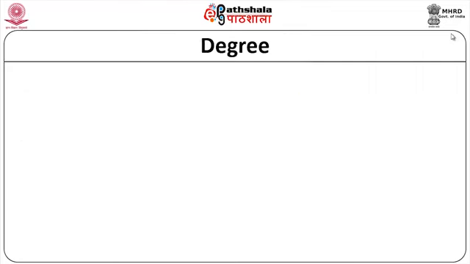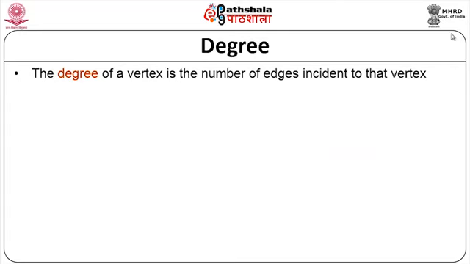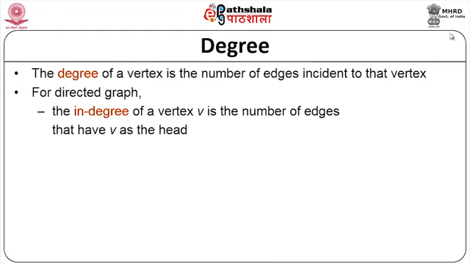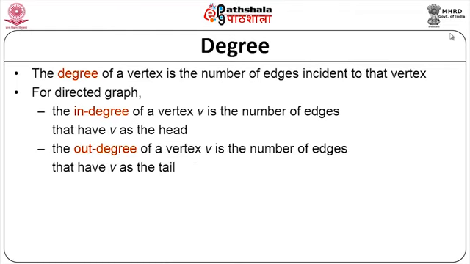Okay. So, let us now look at the term degree. The degree of a vertex is the number of edges incident on that vertex. For a directed graph you have two terms, in an undirected graph you have only degree, in a directed graph you have in degree and out degree. In degree of a vertex V is the number of edges that has V as its head, and out degree of a vertex V is the number of edges that has V as its tail.